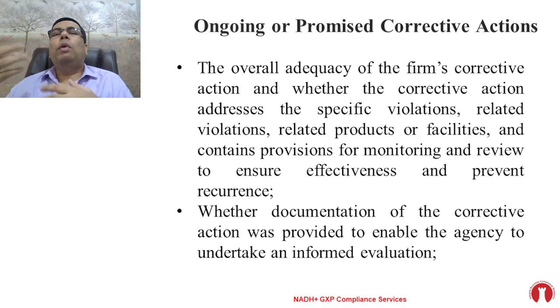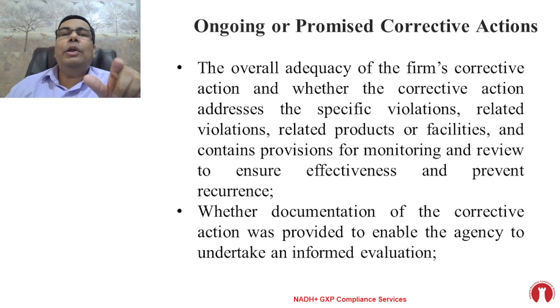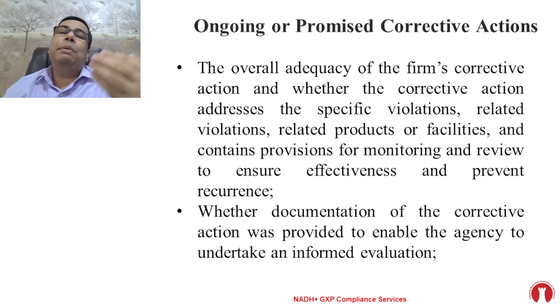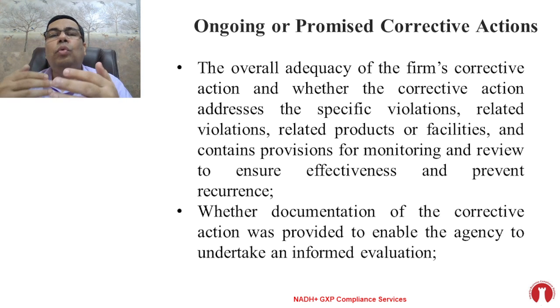So ongoing, whatever corrective action you are promising, FDA will track all the promised corrective actions, and based on that even FDA may issue the warning letter again, not immediately, but later, after your corrective actions are found inadequate. So the next point is the overall adequacy of the firm's corrective actions and whether the corrective action addresses a specific violation, related products or facilities, and certain provisions for monitoring and review to ensure effectiveness and prevent recurrence. So whether you are considering all these points or not, that is also evaluated.